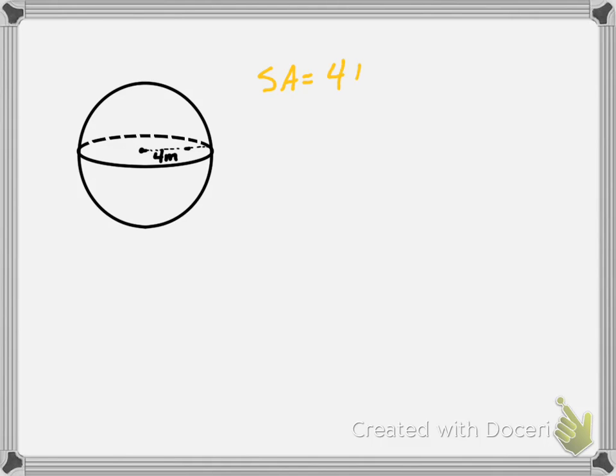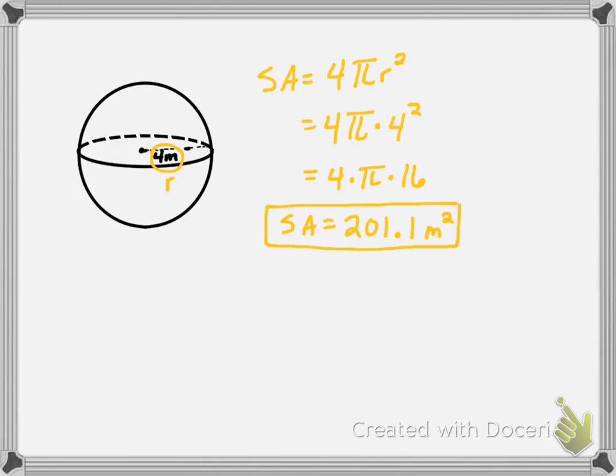Okay, so like we just figured out, the formula is 4 pi r squared. So really all I need to know is the radius. Well, it gives me the radius right here, 4 meters. So I can plug that in. I get 4 times pi times 4 squared, which is 4 times pi times 16. So that gives me 201.1 meters squared. And that's the surface area of a sphere.